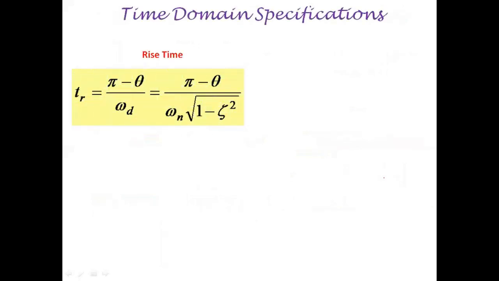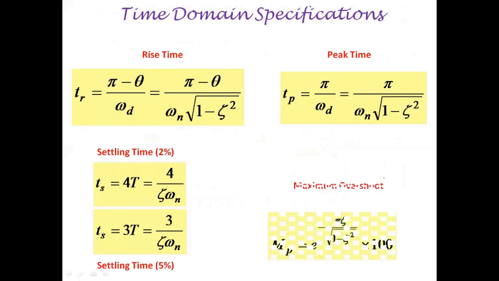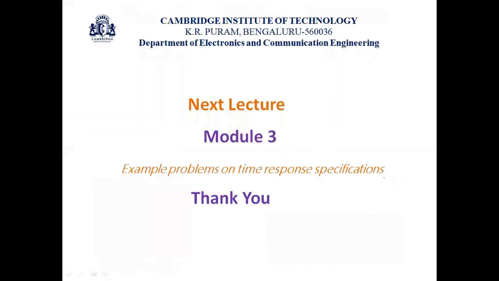And we have written again the expression for these which we have obtained so far. The rise time, the peak time, the settling time 2%, settling time 5%, and finally the maximum peak overshoot. So we have done with this expression, and it is a very important VTU university question. It has been repeated many times in the previous year examinations. And in my next lecture, let us solve a few example problems related to time domain specifications.